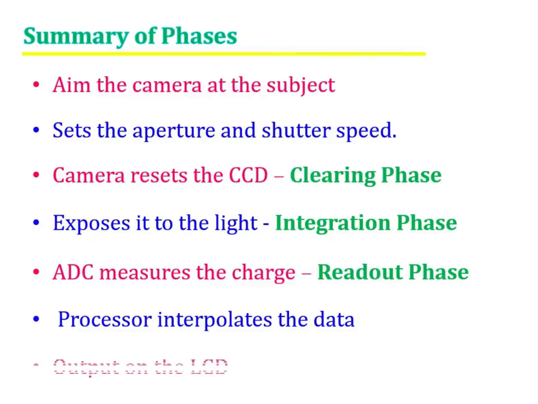After that, what happens is the analog to digital converter comes in, because that is going to be analog in nature, right? The stored charge, the photo-generated electrons, are converted based on the amount into a digital value, and the ADC does that. Now this is what is called the readout phase, and you will have a processor inside which will interpolate the data that you have acquired, and the output is going to be seen on the LCD screen.